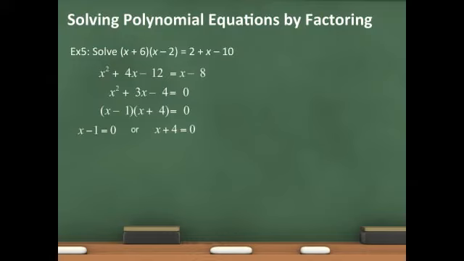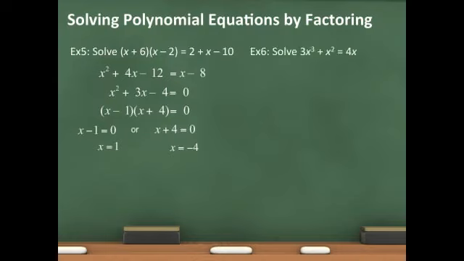For step 4, we solve each equation we obtained in step 3. If we take x minus 1 equals 0, we add 1 to both sides of the equation to get x equals 1. For the second equation, x plus 4 equals 0, we subtract 4 from both sides of the equation. This gives us x equals negative 4. Therefore, our two solutions are x equals 1 and x equals negative 4. Again, don't forget step 5, which is to check your solutions.